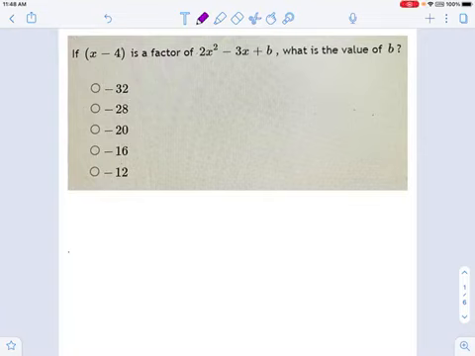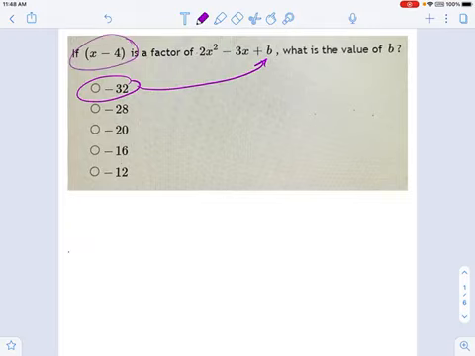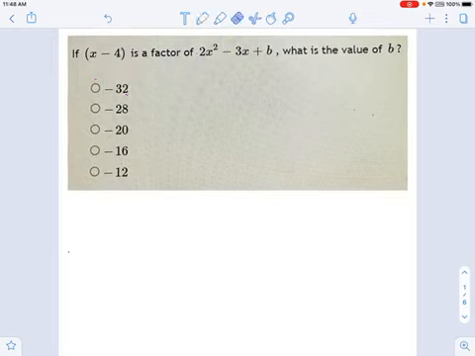It may look like we're heading for a whole bunch of guess and check, and that is a way you could solve this problem, right? You could plug negative 32 in for b, try to factor it, and see if that works, where x minus 4 would be one of your factors. That's not the fastest way to do this one.